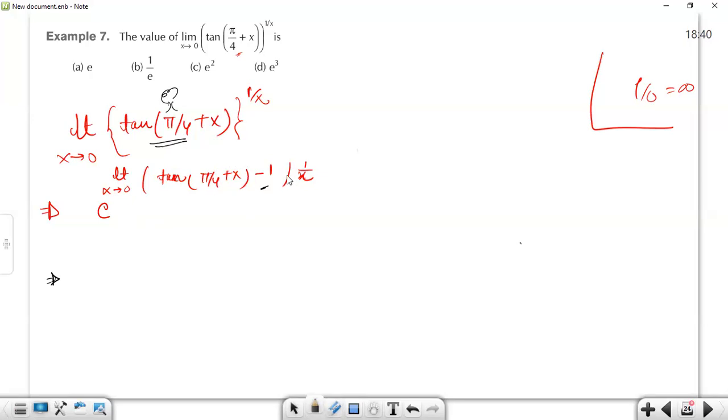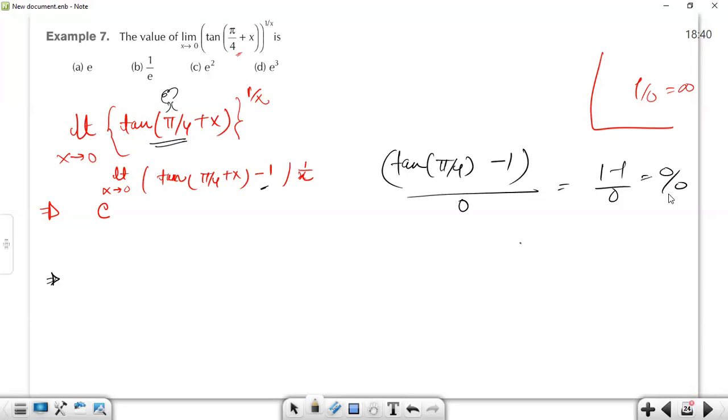Proceeding further. Now, if we substitute the value of x equals 0 in this particular equation, then what will it become? tan of pi by 4 minus 1 upon x, which is 0. So tan(pi/4) is 1, and 1 minus 1 by 0 is 0 by 0, which is an indeterminate form. So here we can apply L'Hospital's rule, right?